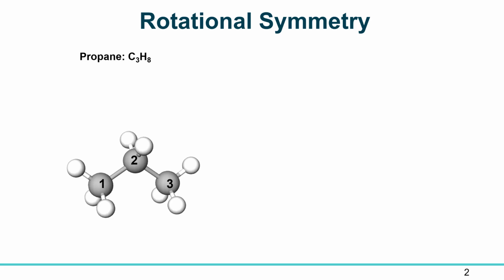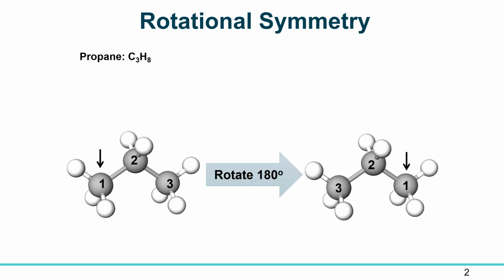Let's take a look at a simple example, propane, C3H8. The 3D ball and stick diagram provided shows the carbons of propane in gray and the hydrogens in white. If we rotate the molecule 180 degrees, notice that carbons 1 and 3 swap positions. This is an example of rotational symmetry relating these two carbons, making them chemically equivalent. Therefore, propane will have two signals total in its carbon NMR. A signal for carbon 2 and a signal for carbons 1 and 3.